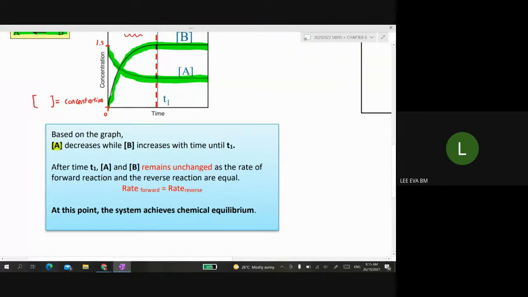So concentration of A decreases while the concentration of B increases with time until time t. After time t, concentrations of A and B remain unchanged as the rate forward and rate reverse are the same. At this point, the system is said to achieve the chemical equilibrium. Okay, achieve dynamic equilibrium, achieve equilibrium. So tiga-tiga perkataan ini maksudnya equilibrium system lah. Okay, so until this point, is there any questions?